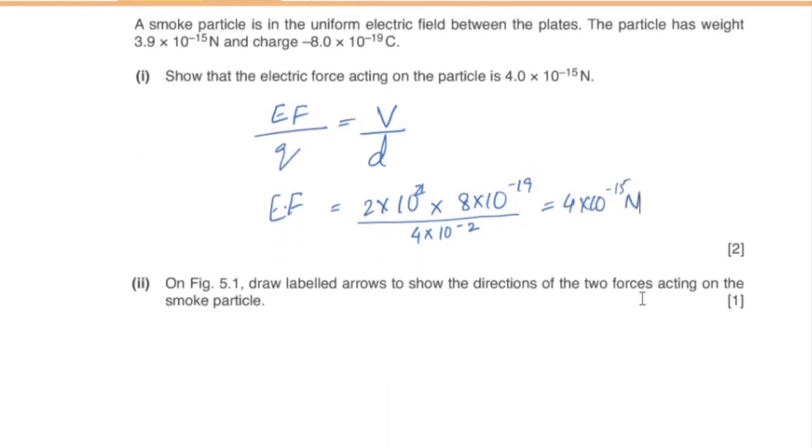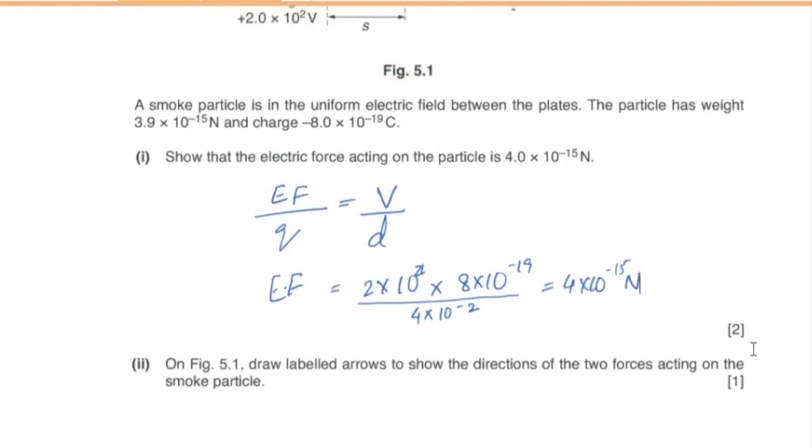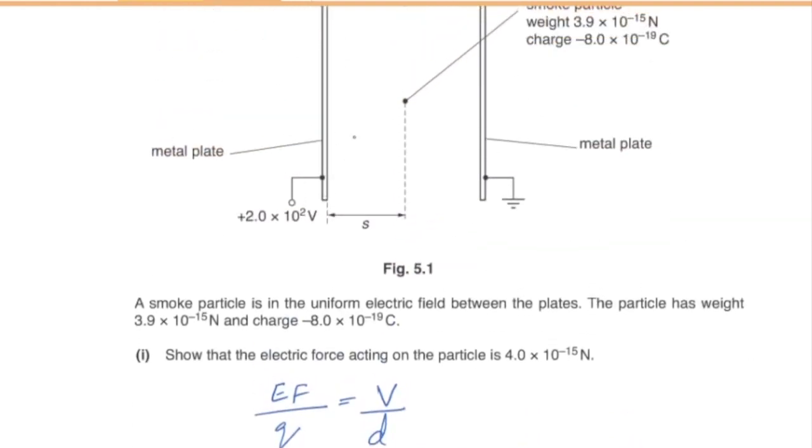Part 2, on figure 5.1, draw labeled arrows to show the directions of the two forces acting on the smoke particle. There is always weight that acts vertically downwards, and there is the force on the particle due to the electric field towards the more positively charged plate. This is the positively charged plate, and this is a negative particle, so it will be attracted towards this charged plate. This is weight and this is the electric force.